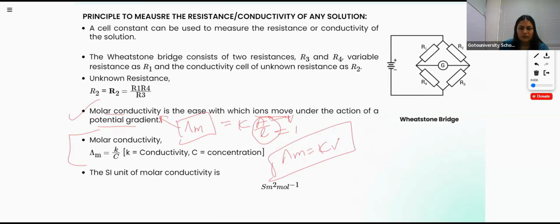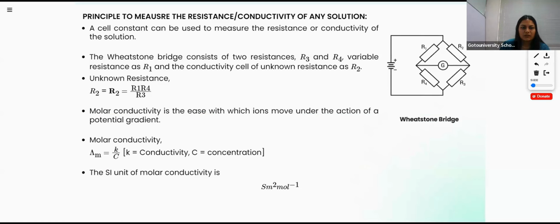And also, as we know, the kappa value is G star by R, then lambda m will become kappa by C, as discussed here. Now what is the SI unit of molar conductivity? It is Siemens meter square per mole.